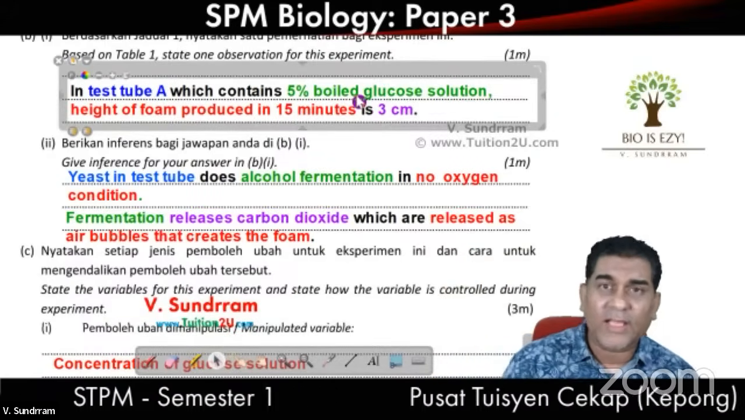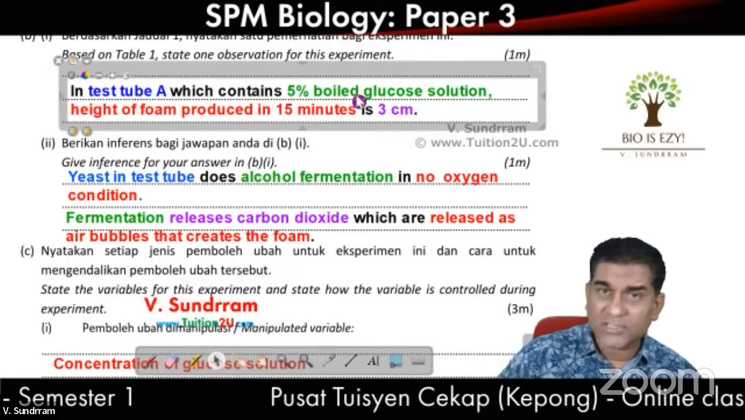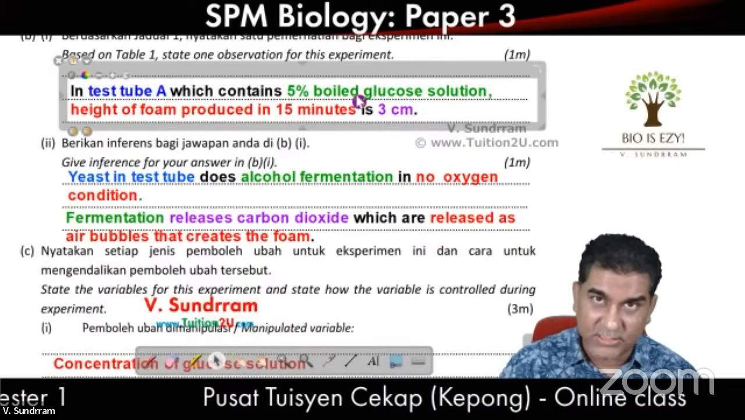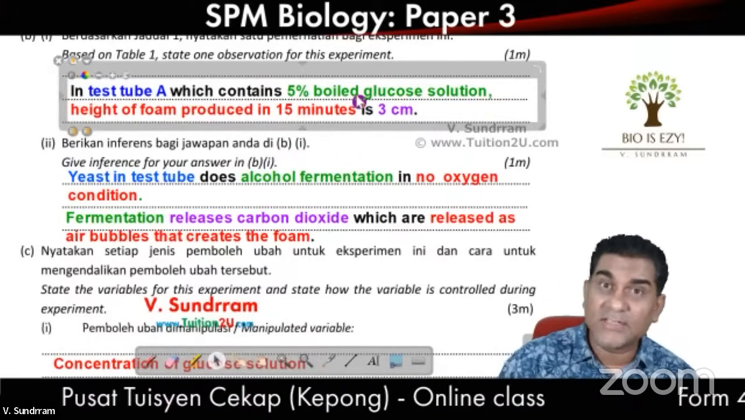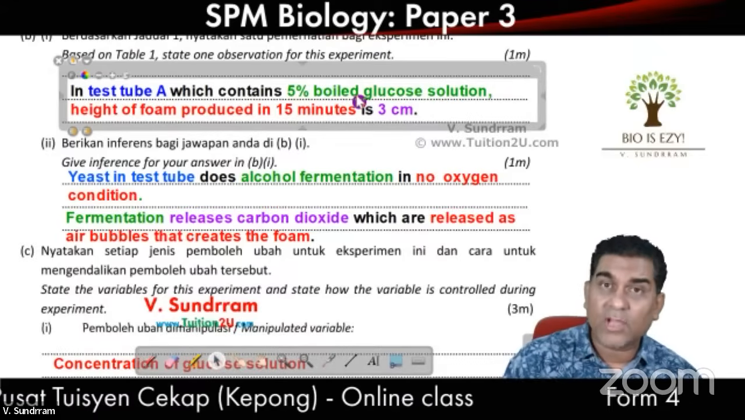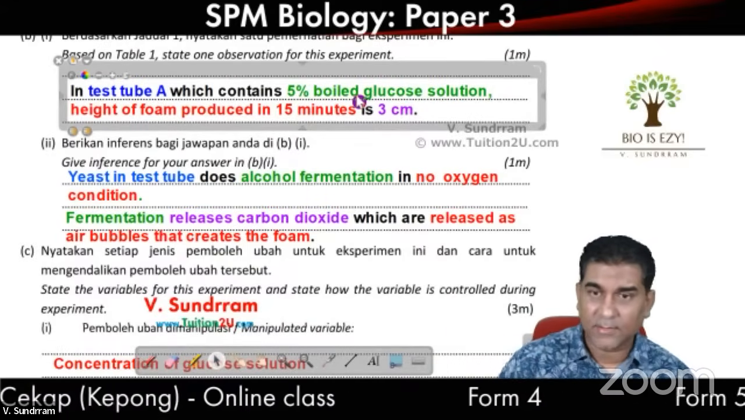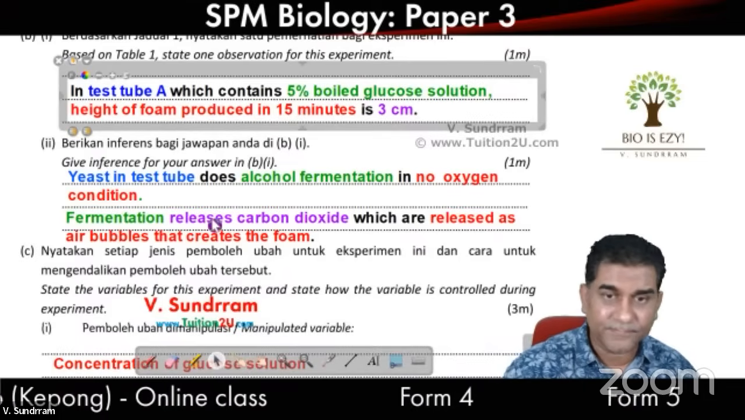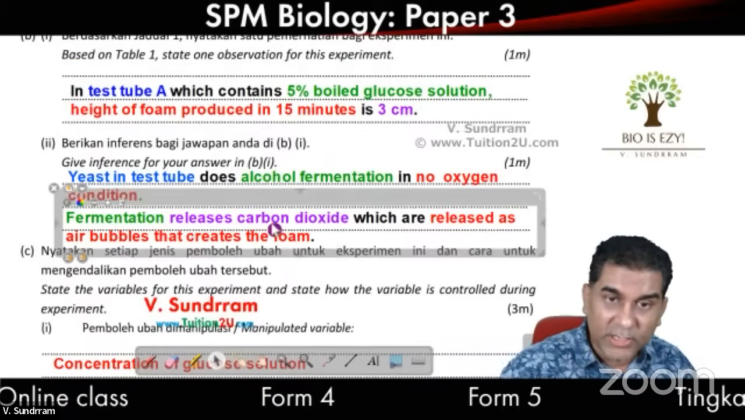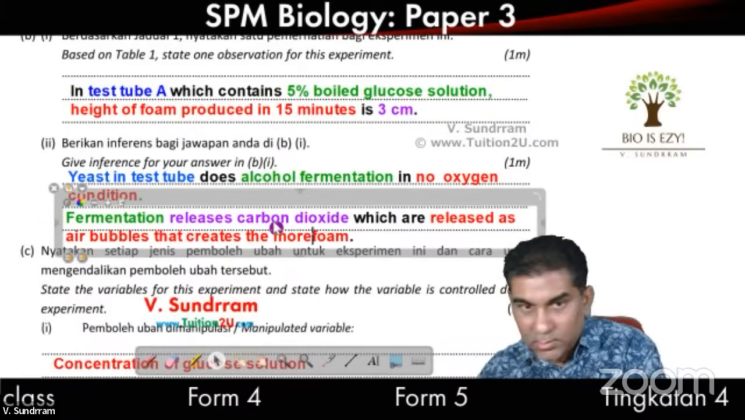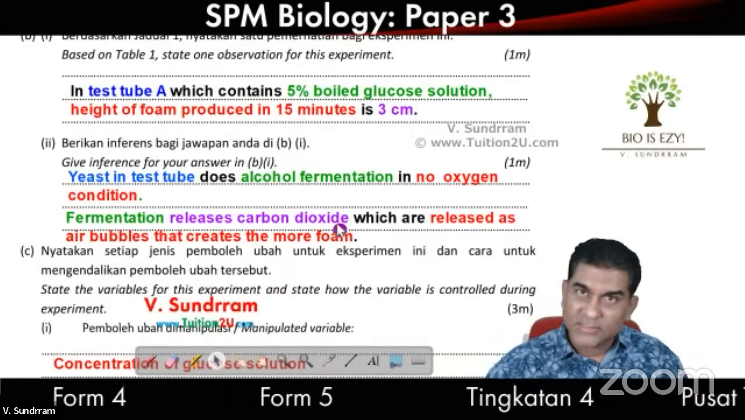Now the question, why is the foam 3? Why do you have a foam in the first place? Because the yeast is doing alcohol fermentation because there is no oxygen. And alcohol fermentation releases carbon dioxide. More carbon dioxide produced, the foam height increases. Okay, maybe say the keyword more. So that creates more foam. So more is important. It creates more foam. That is why the height is increasing.